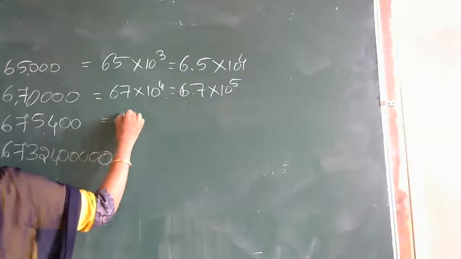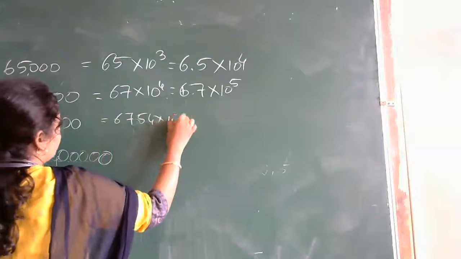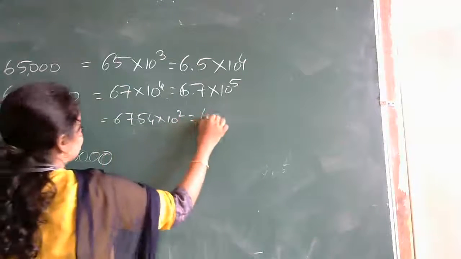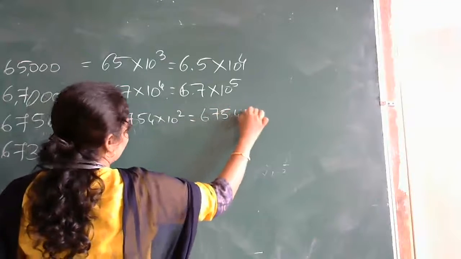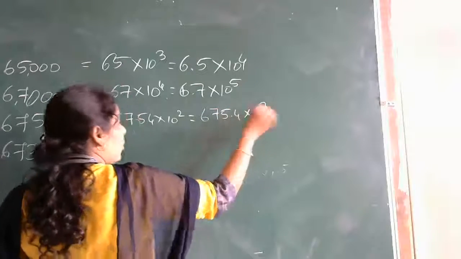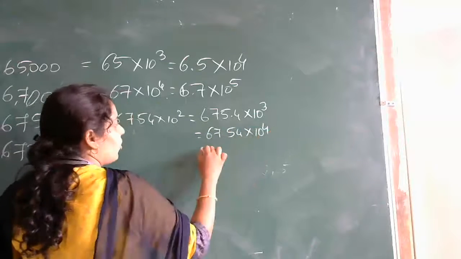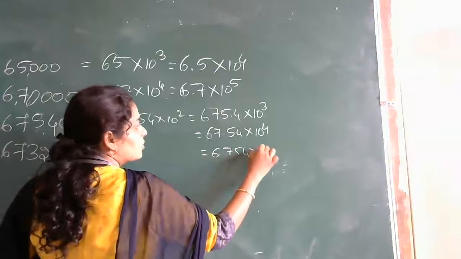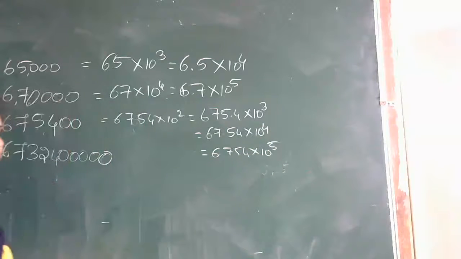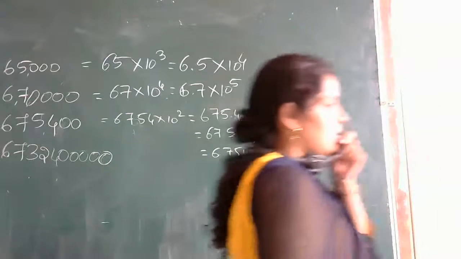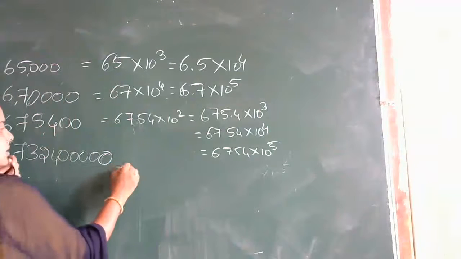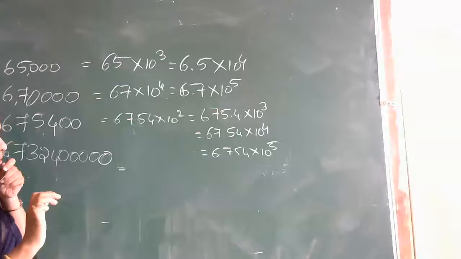Next, 6754 into 10 raised to 2, or else you can also write it as 675.4 into 10 raised to 3, or you can also write it as 67.54 into 10 raised to 4, or 6.754 into 10 raised to 5. Check. Are you getting? Check that, right? So here this number you can express it in 1, 2, 3, 4 forms. You can express it in 4 forms.